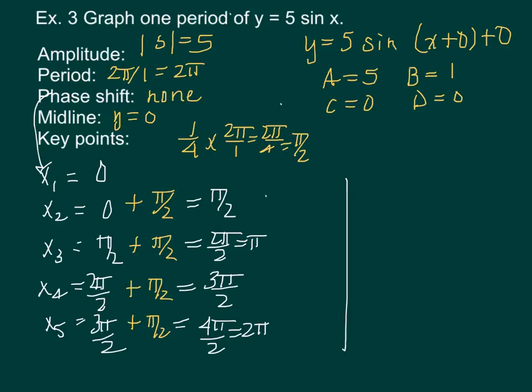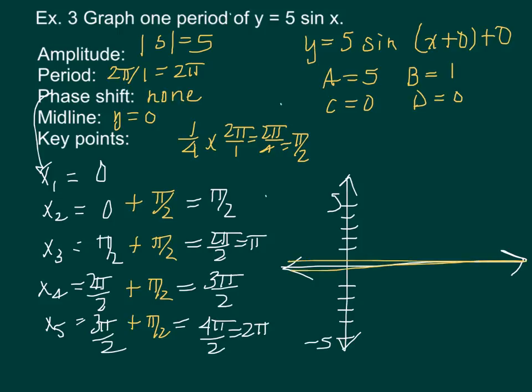So this looks like our unit circle, the basic sine graph, except we have a max at 5 and a min at -5. And then you place your x-coordinates on your x-axis. So we have 0, pi over 2, pi, 3 pi over 2, and 2 pi. And remember, sine graphs: 0, max, 0, min, 0.